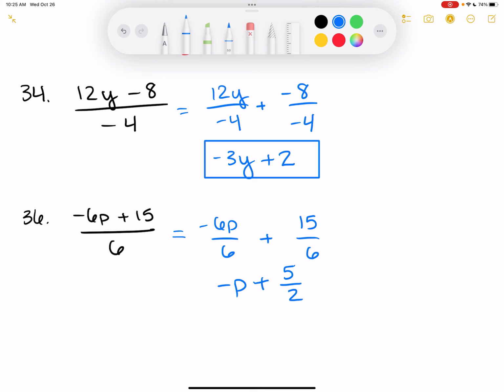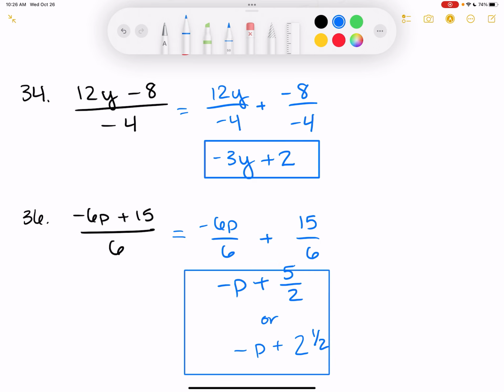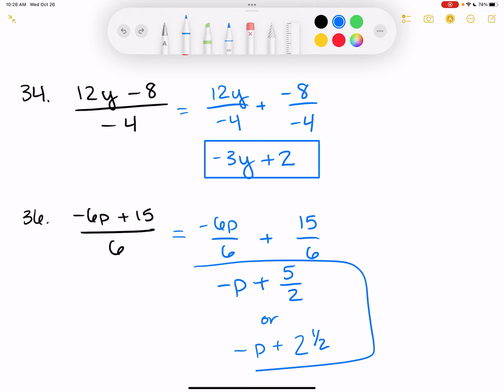If you want to rewrite it as a mixed number, 2 and 1/2 would be how you can do that. Either one of these would be fine. You can either leave it like this or rewrite it as a mixed number.